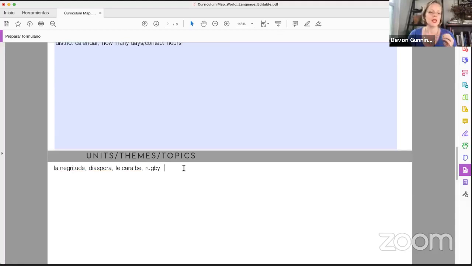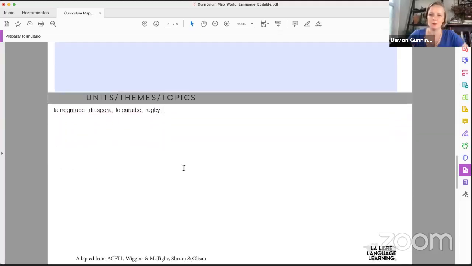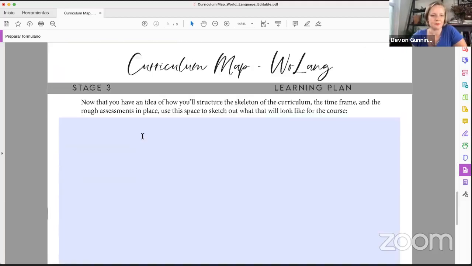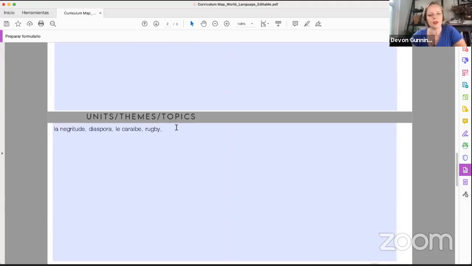If you keep this to be your perfect curriculum map and then put it on the wall, you're probably not going to look at it that much. But a working document is going to be much more effective. It's kind of why I like having them be editable so that you can type in them. But this is where you're going to put out all your unit themes and topics.